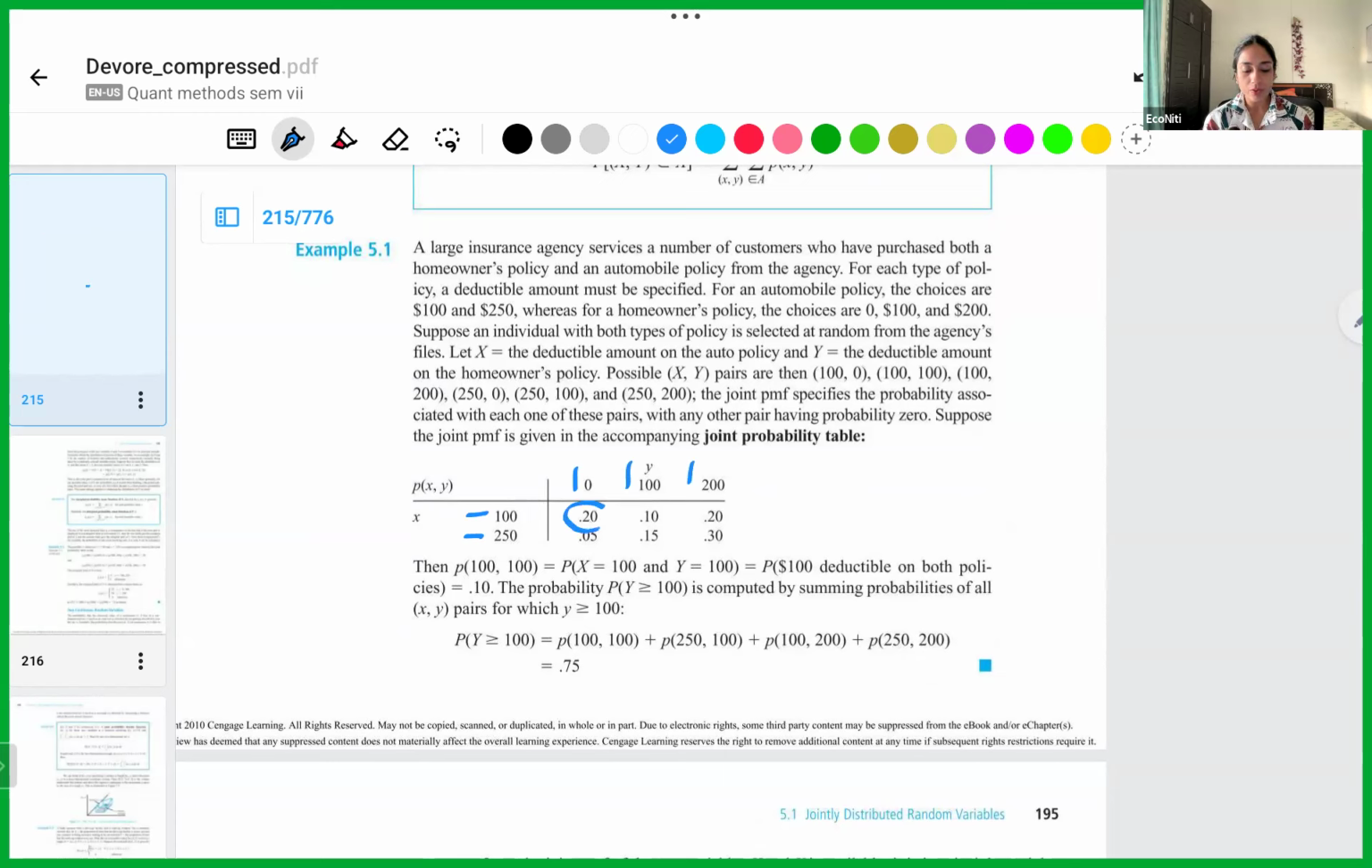So this 0.20 is the probability that x is equal to 100 and y is equal to 0. Right? Uska probability है 0.2. The probability that x is equal to 100 and y is equal to 200. Right? Think about it. What is the probability? है ना? ये table से it's very easy, right? So you can easily figure it out.